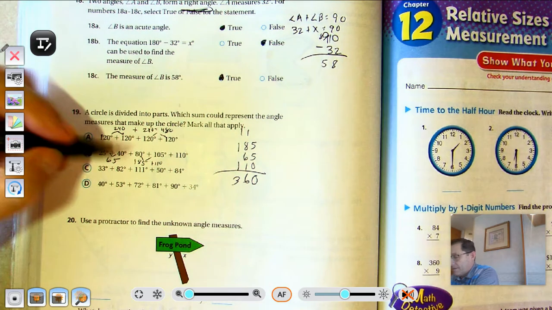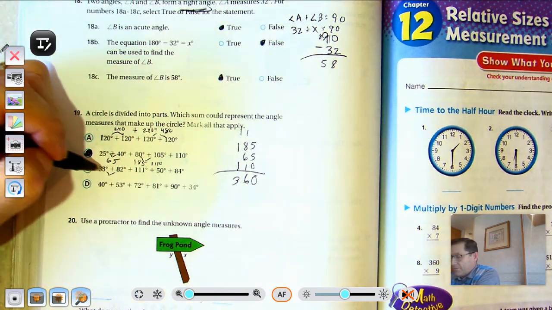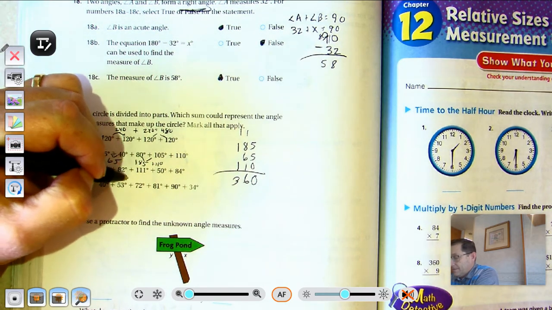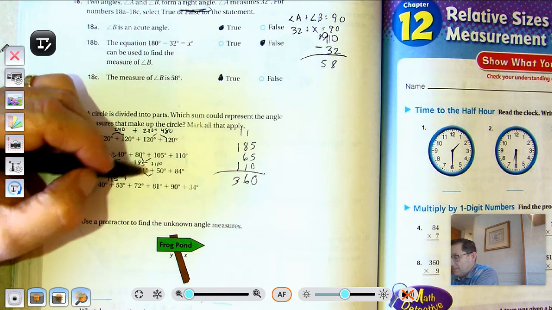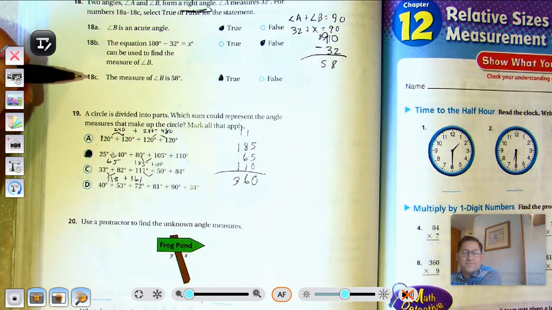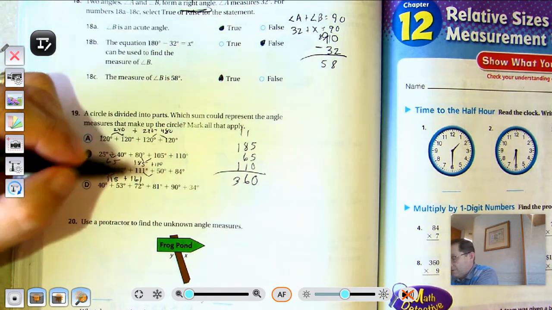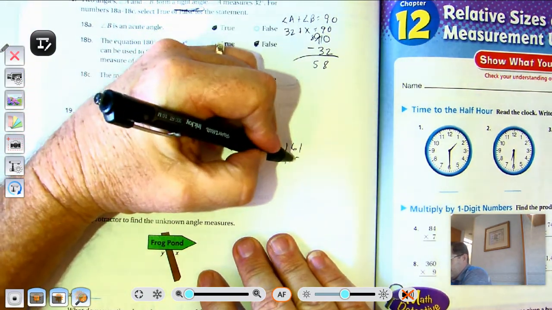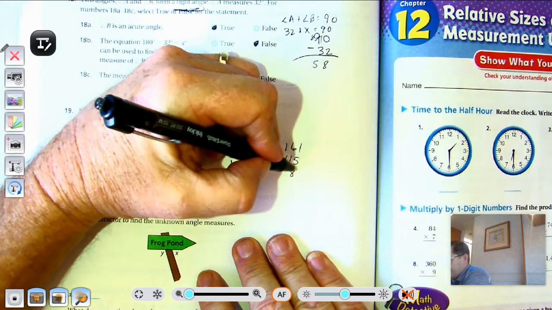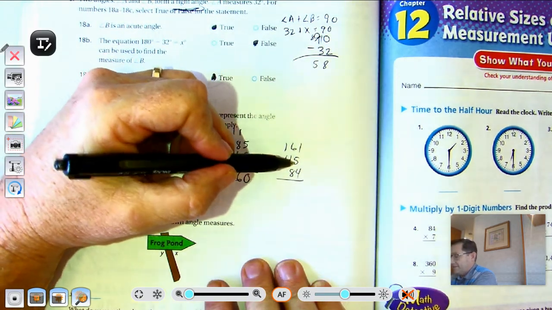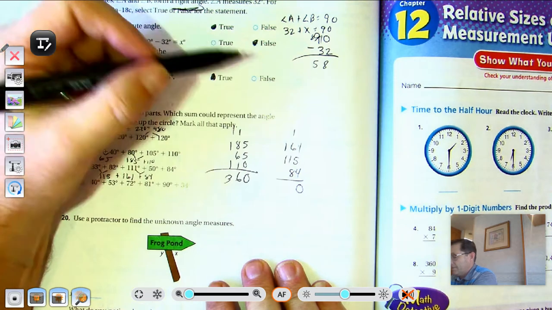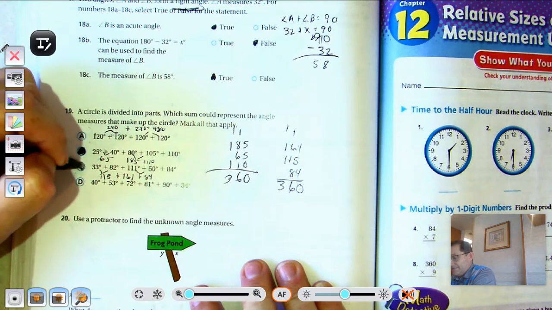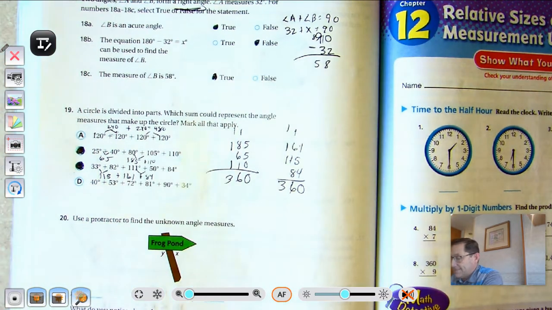C. 3 and 2 is 5. 8 and 3 is 11. So 115 plus 161. 50 plus 11 is 61. So 161 plus 84. Okay, let's add those three numbers together. 161 plus 115 plus 84. 5, 6, 10. Regroup. 6, 7, 8. 8 and 8 is 16. 360. Yes, that works. All right, and D.